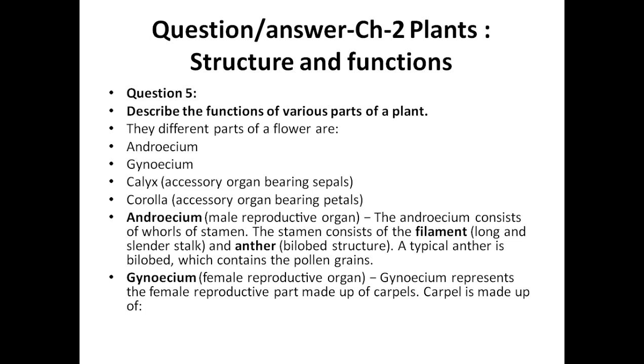Root is used to absorb the water and minerals from the soil. The stem is used for growing the other parts of the plant, like flower, leaves, and buds on it. That's all. Leaf you will use to prepare food for the plant, and then you will explain the flower in a detailed way as it is given here. Okay.